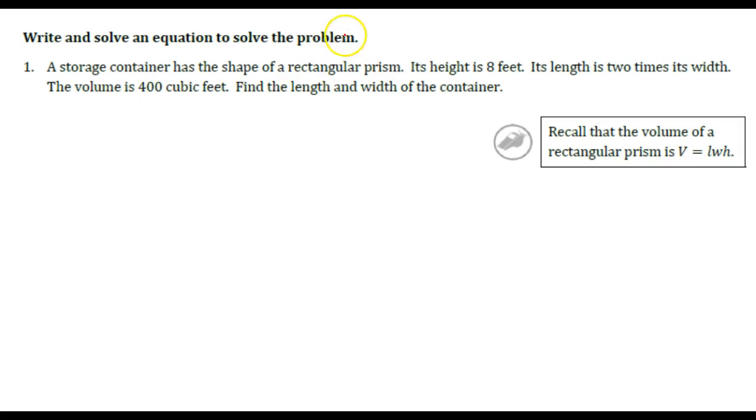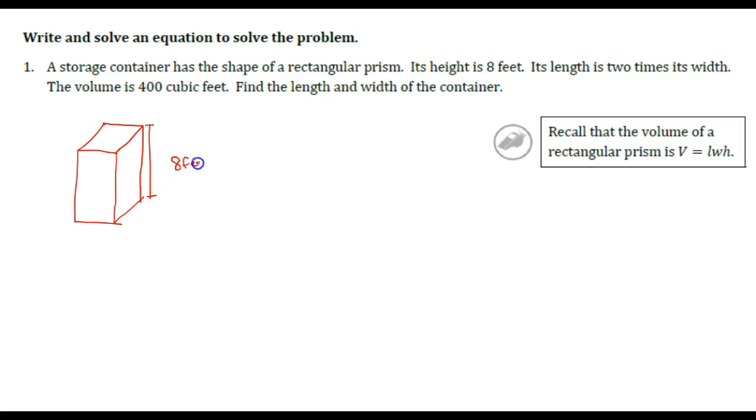So here, word problem. Write and solve an equation to solve the problem. I have a storage container that has the shape of a rectangular prism. So I'm going to draw that out. I'm not the best drawer in the world, but I'm going to draw what I can. So rectangular prism. It's about 8 feet tall.